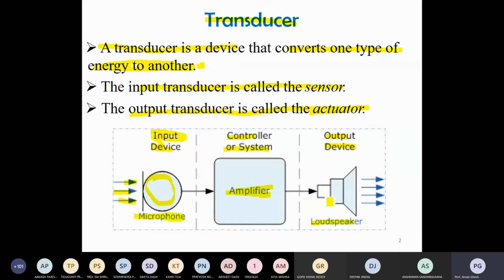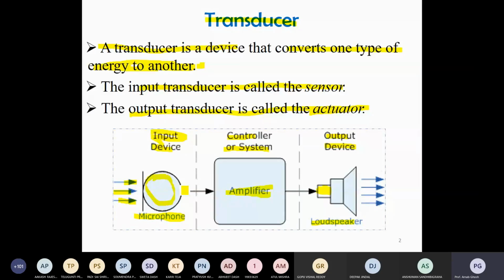Now the diaphragm of that microphone is vibrating. Due to the vibrations, some electricity is produced. That electricity is then amplified because the strength of the electrical signal is very low. That's why amplification is required. So it's an example of a transducer.